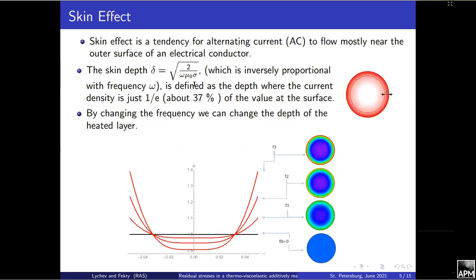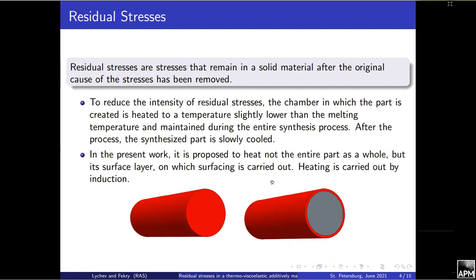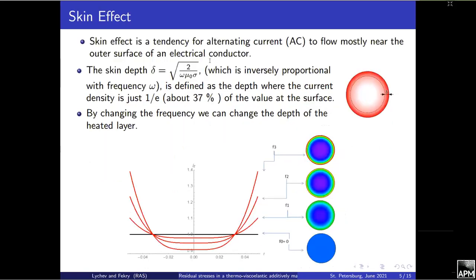How can we heat the surface of the cylinder? We have a very famous phenomenon called the skin effect. The skin effect is a tendency for alternating current to flow mostly near the outer surface of an electric conductor. Here we have a cylinder. If AC current flows inside the cylinder, most of the current will flow near the surface. Here we have delta, called the skin depth, in which about 37% of the value of the current flows.